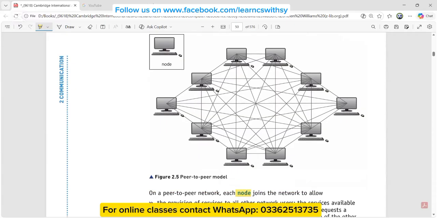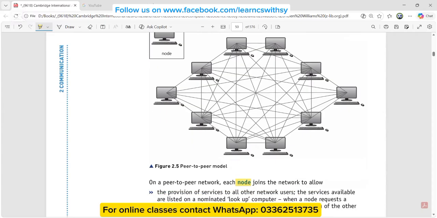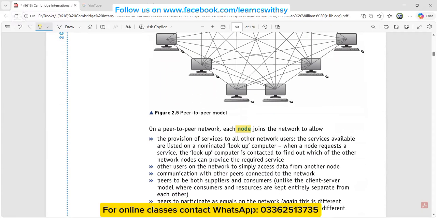It means every single device. It can be a printer, to be very clear about. On a peer-to-peer network, what is happening? Each node joins the network to allow what is happening. The main thing is if the number of PCs is smaller, like maybe 10, because peer-to-peer is not going to go beyond 10, then we go for a peer-to-peer network.